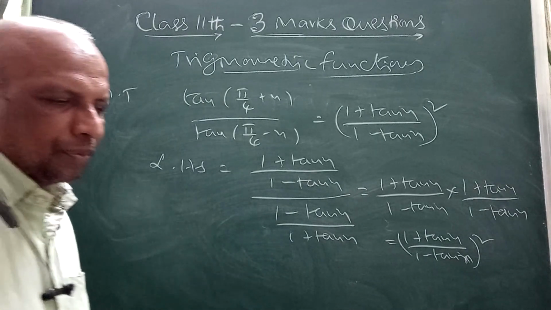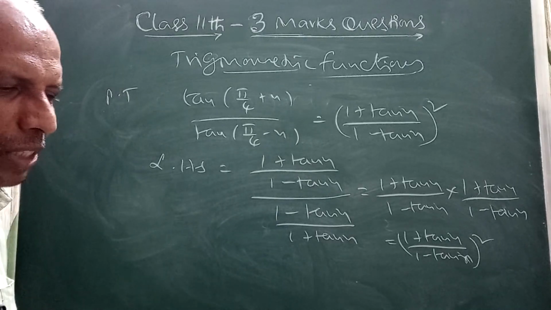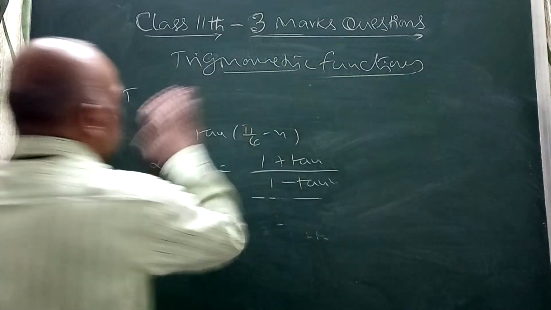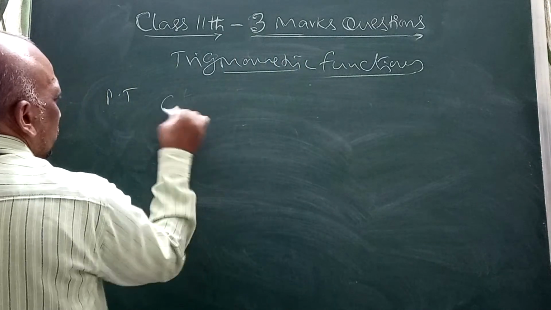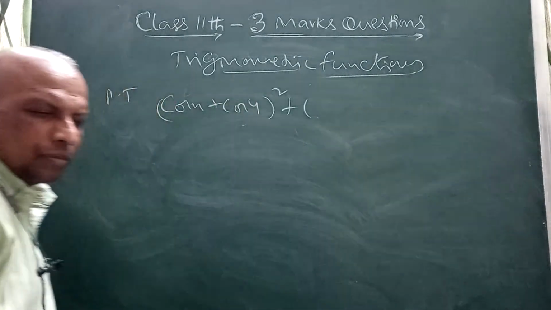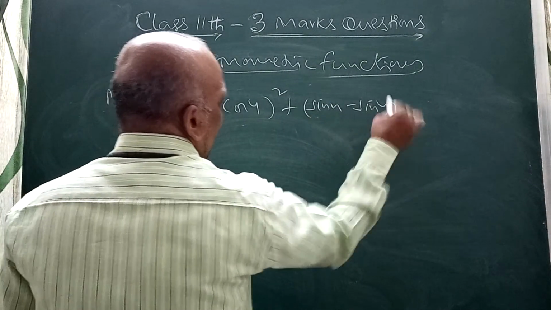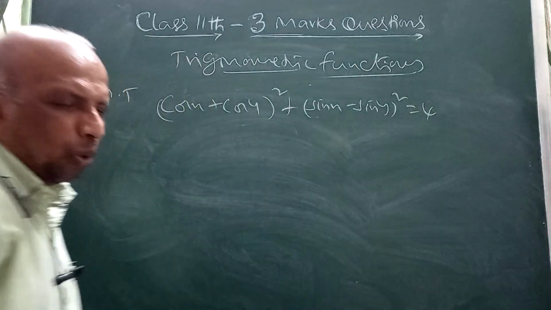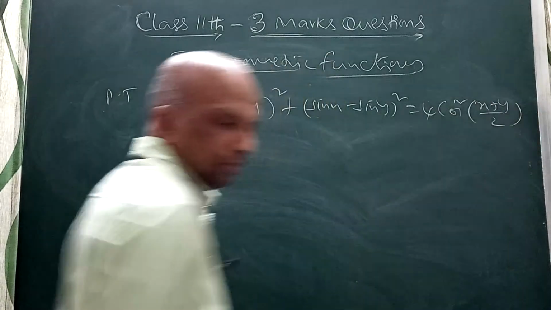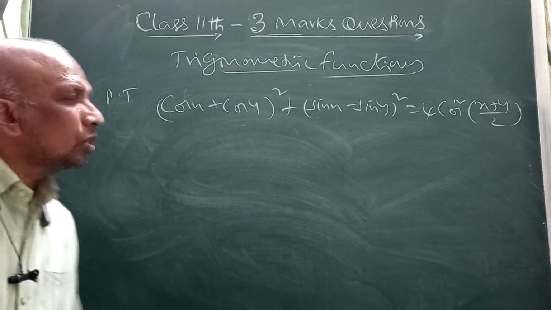This is a problem, you can do that. For 3 marks, they may ask the next one: prove that (cos x plus cos y) whole square plus (sin x minus sin y) whole square equals 4 cos square of (x plus y) by 2. So this is the problem, this is the model.